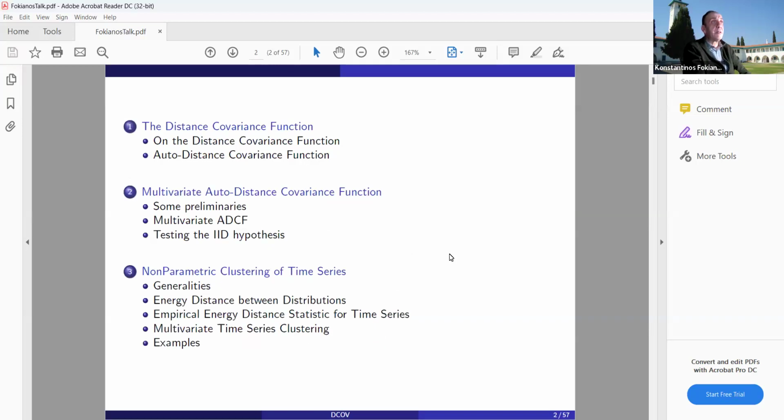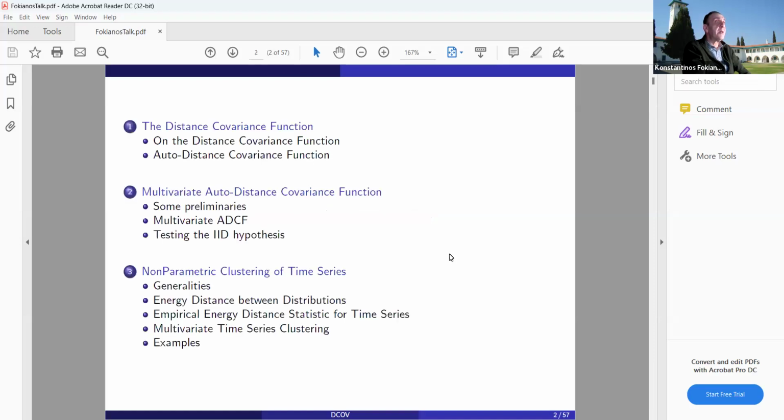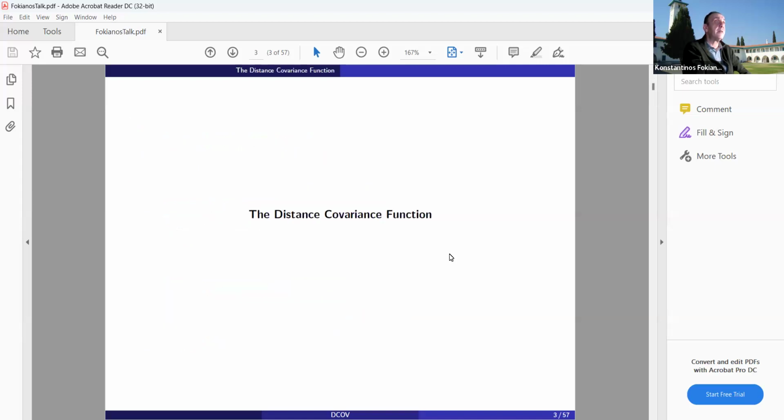So I will talk about the distance covariance function and the multivariate distance covariance function. And then I will discuss non-parametric clustering of time series data based on this concept of distance covariance function. The first two parts are joint work with a student of mine who graduated some time ago, and the other part is more recent work with Richard Davis and Leon Fernandez.